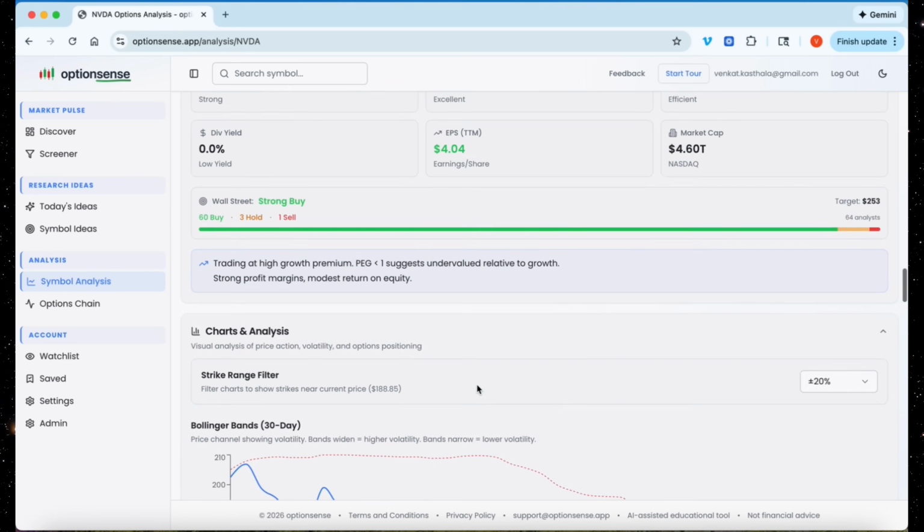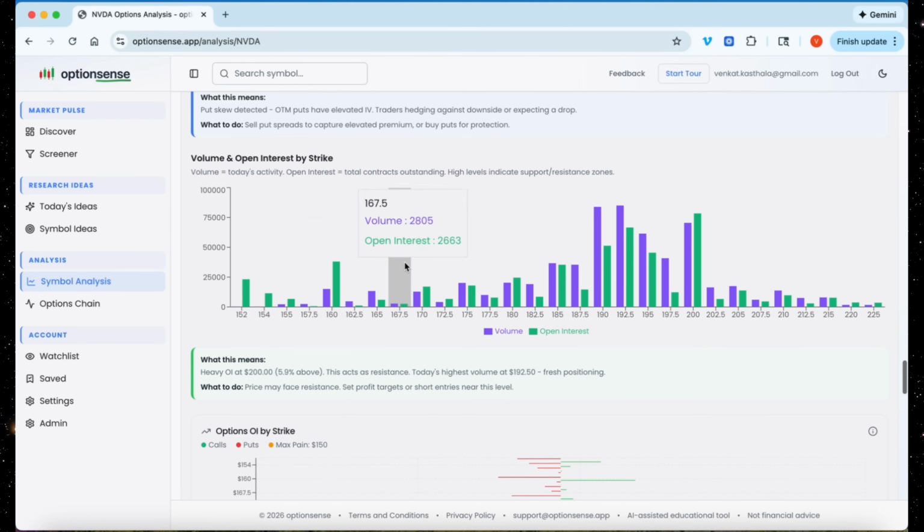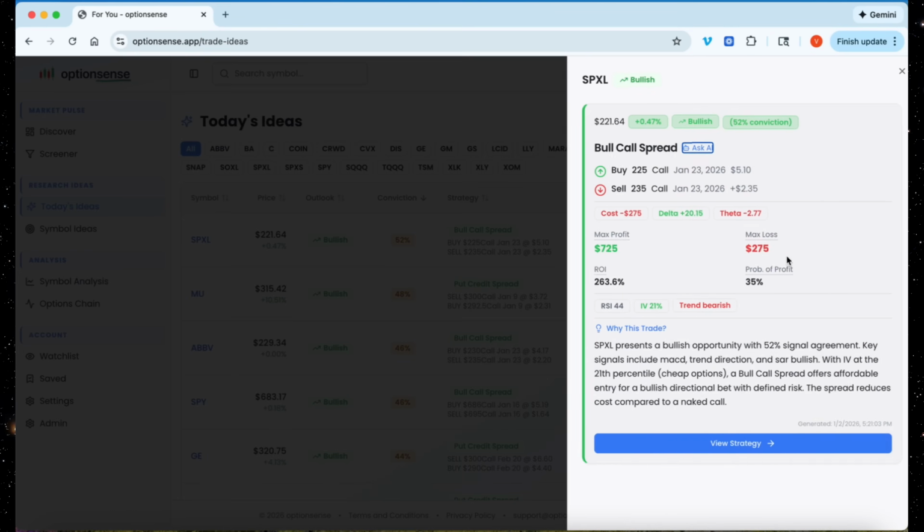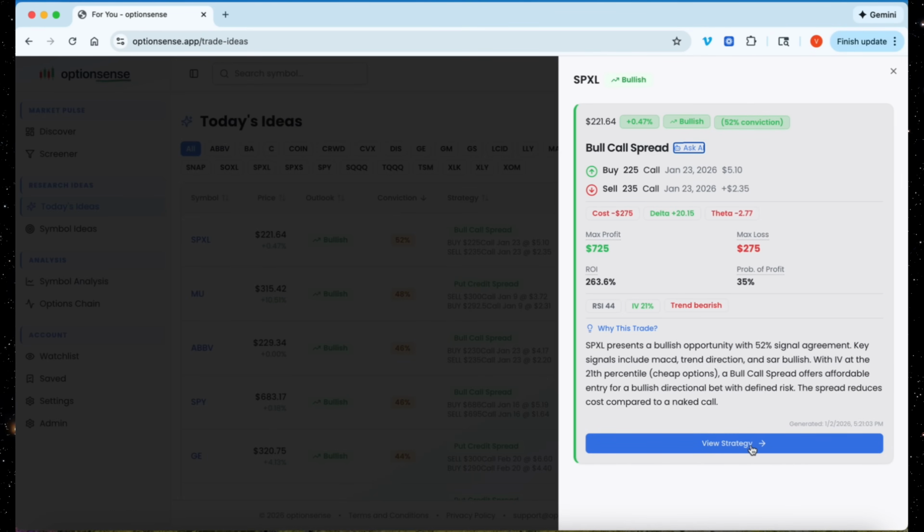Not sure what to trade? Go to Today's Ideas to see trade ideas backed by real signal alignment. Click an idea. Review the rationale. Open it in the Strategy Builder.